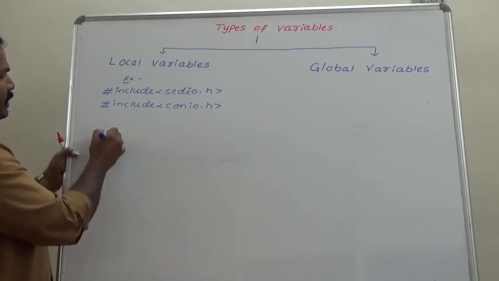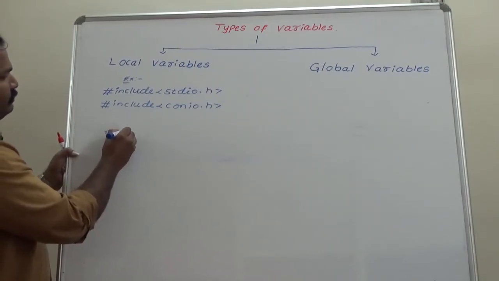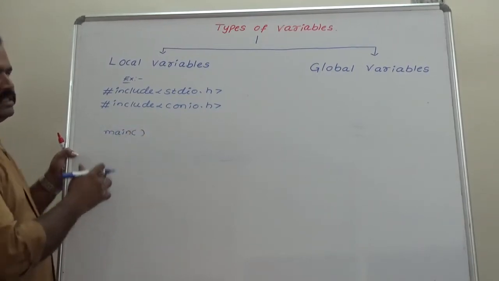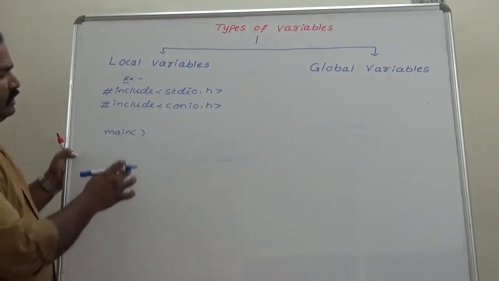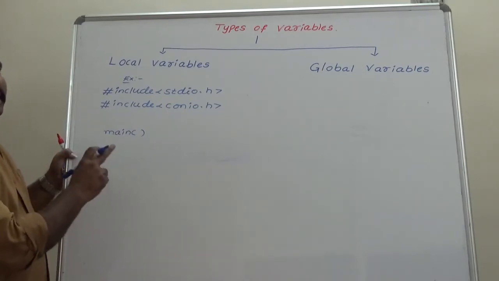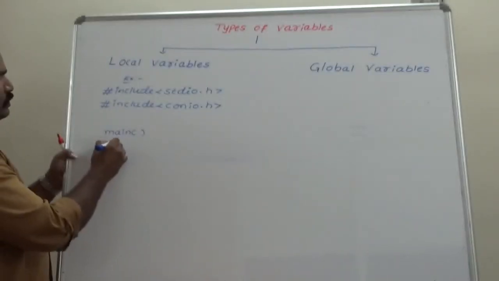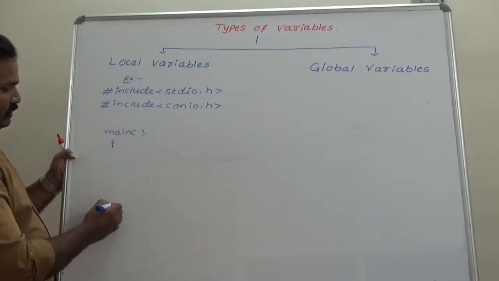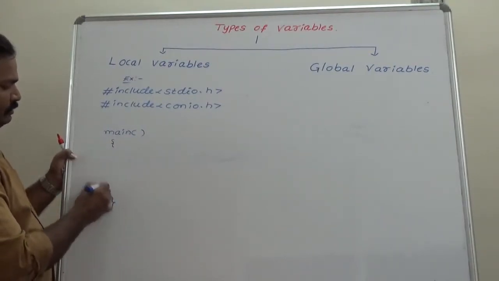Right. Next, the main function section. A C program is a collection of functions. In that, one function is the main function. Every C program must have a main function. Opening brace and closing brace.